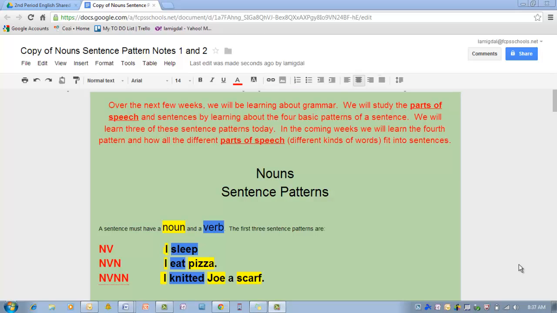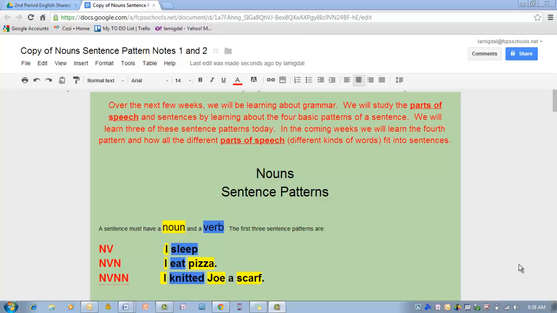Over the next few weeks, we're going to be learning about grammar. We'll study the parts of speech and sentences by learning about 4 basic patterns of a sentence. We're going to learn 3 of these sentence patterns today, and in the coming weeks, we'll learn the 4th pattern, and then we're going to talk about how all the different parts of speech, different kinds of words, fit into sentences. Things like nouns, verbs, adjectives, adverbs, conjunctions, interjections.